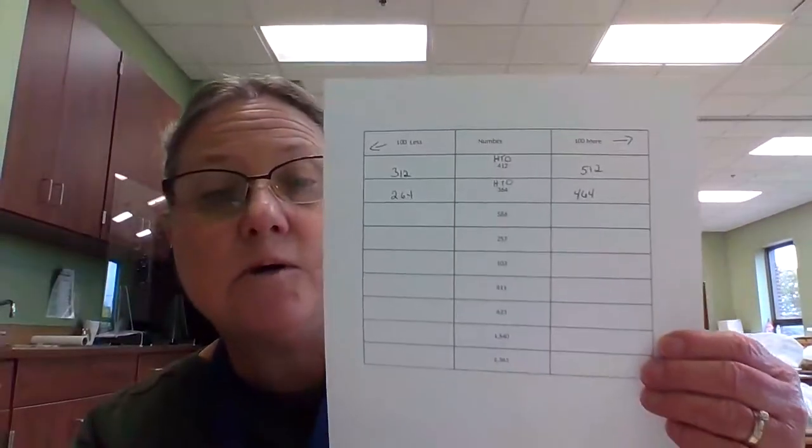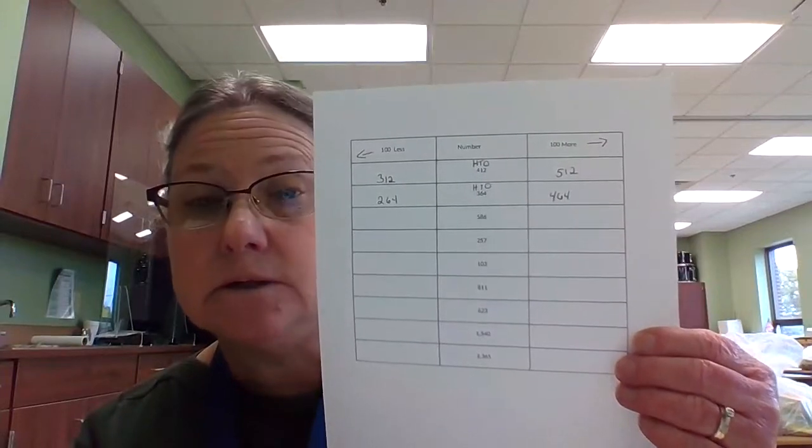On the other side, it's 100 more. Now I want 100 more. Well, I have 364. I'm not changing my ones. I'm not changing my tens. I'm only changing my hundreds. My hundreds are going up by 1. So my 3 is becoming a 4. So I have 464. Okay?